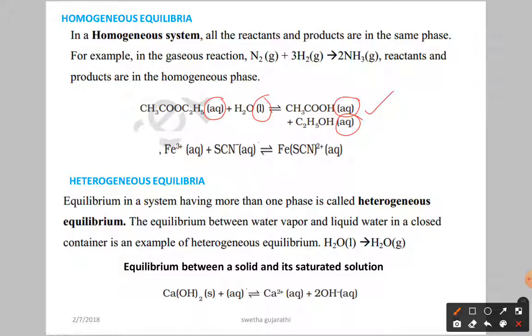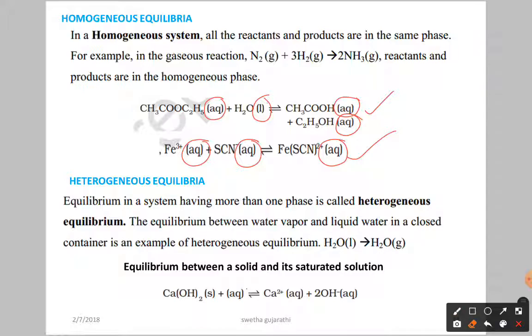Now let us see Fe plus 3 reacting with thiocyanate, SCN, to give the FeSCN plus 2 complex. Again, the states are mentioned in the square brackets. Here we have aqueous, aqueous, aqueous, so all are in the same phase. This is an example of homogeneous equilibrium.